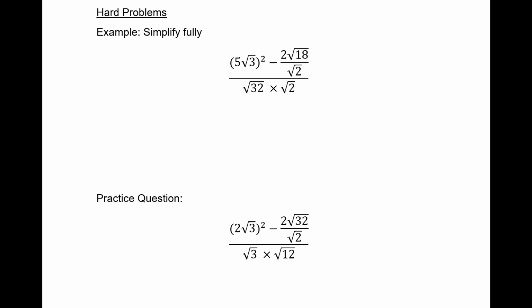So the 5 root 3 squared bit I will call A, the 2 root 18 over root 2 bit I'll call B, and then the root 32 root 2 bit I'll call C. Let's see if this makes it easier.